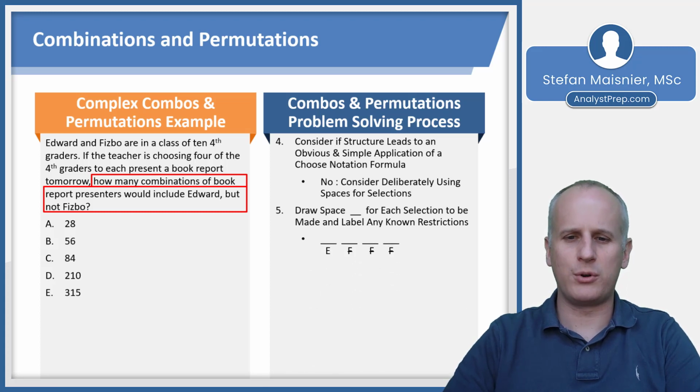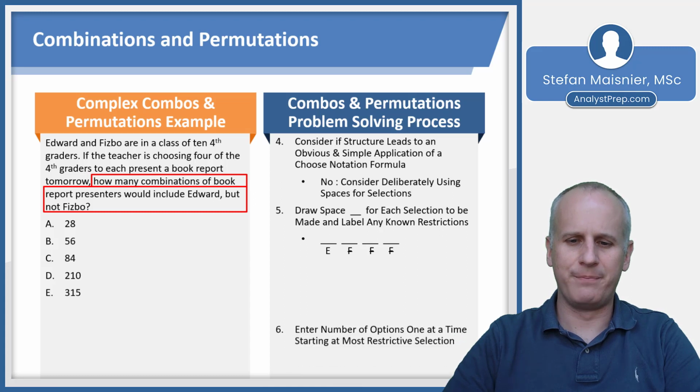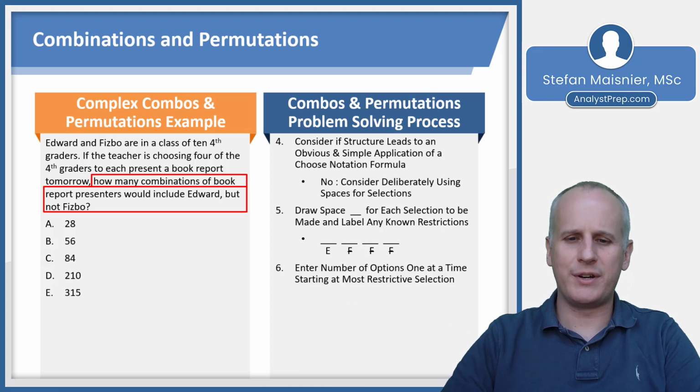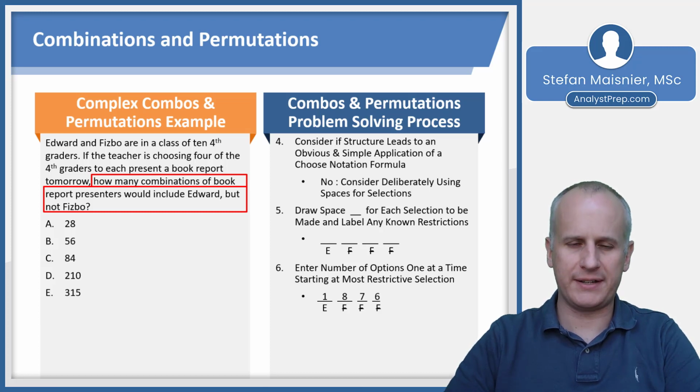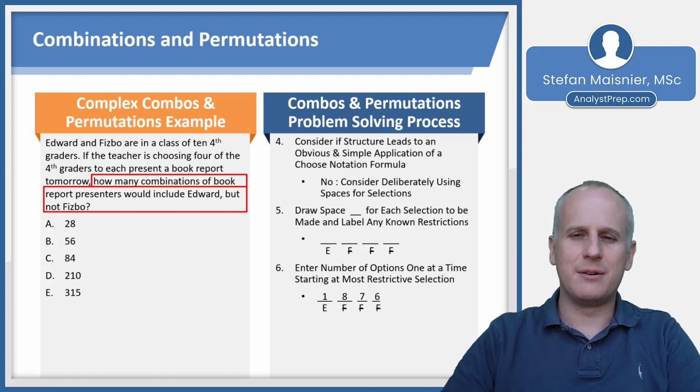So in this case, we'd have 4 spots. We've got an E that must be E spot, and then the 3 not F spots is illustrated with an F with a strike through. Then you want to enter the number of options one at a time, starting with the most restrictive selection. And in this case, it's going to be the E. And we know there's only one Edward, so there's just a 1 that goes there. But then for the first non-Fizbo spot, there are only 8 children remaining. Because there were 10, we have selected E. We can't select F, so that's 10 minus 2 gives us the 8. Then it's going to be 7 that remain for the second non-Fizbo spot, and 6 that are for the final non-Fizbo spot.